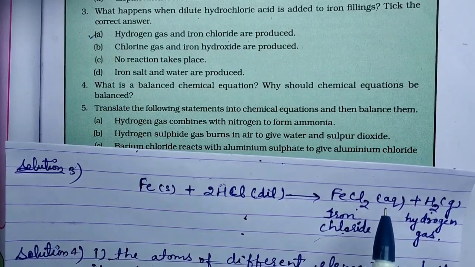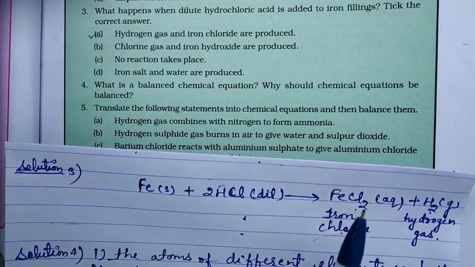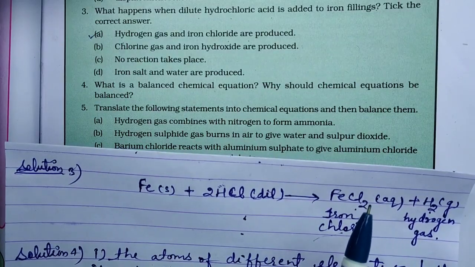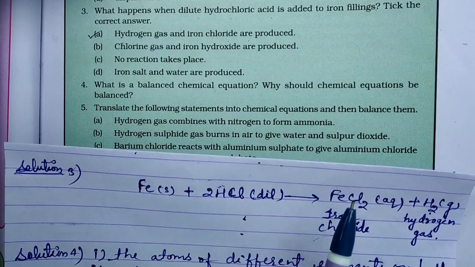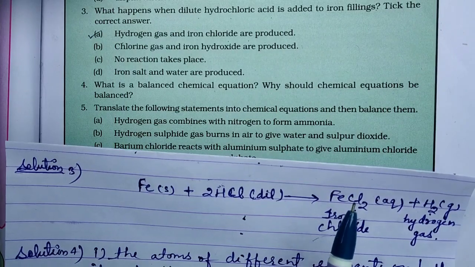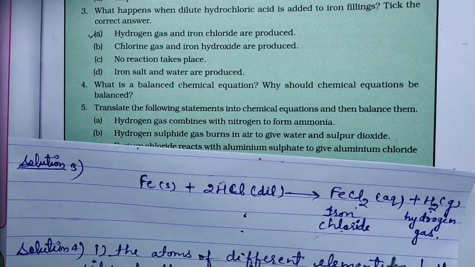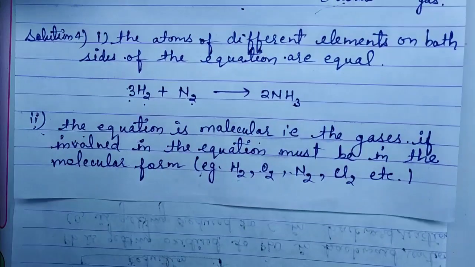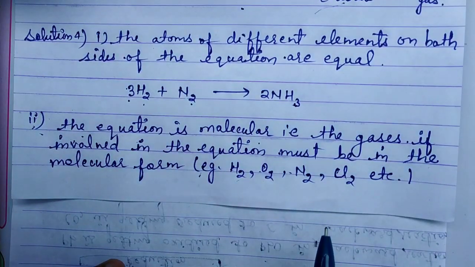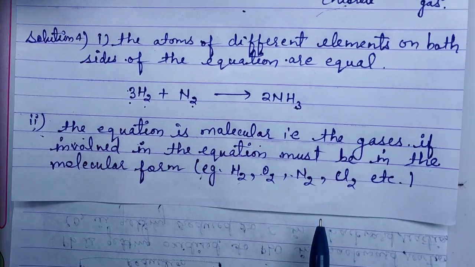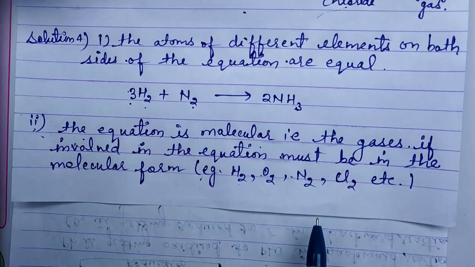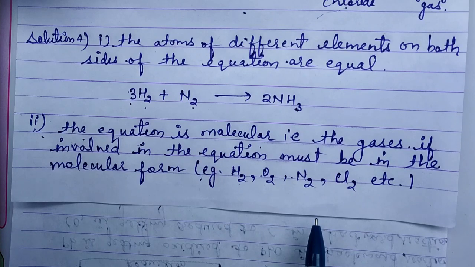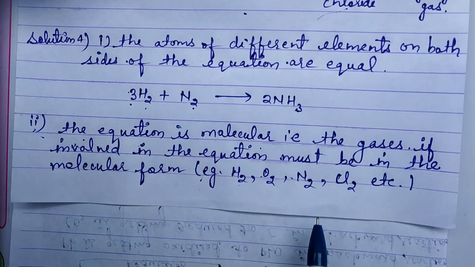According to the law, if we talk about the definition of conservation of mass, then we can say, in a chemical reaction, listen carefully students, in a chemical reaction the mass of reactants must be the same as the mass of products, and this is possible only if the atoms of different elements of the reactant and product are equal.